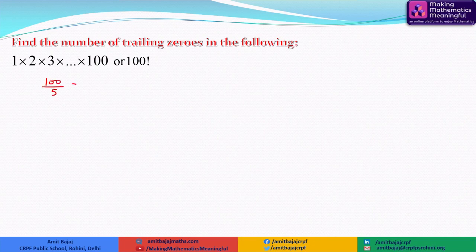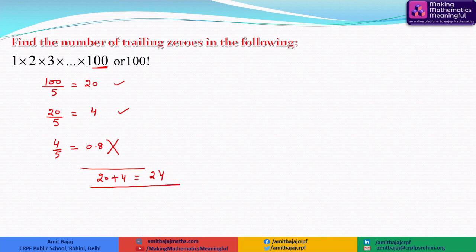consider this division. This is my last number, 100 factorial. So divide 100 by 5. This is 20. Now divide this quotient again by 5. This is 4. Further division gives a decimal part, so we will rule that out and add all these values. That equals 24, which simply means that the total number of zeros at the end of 100 factorial will be 24.